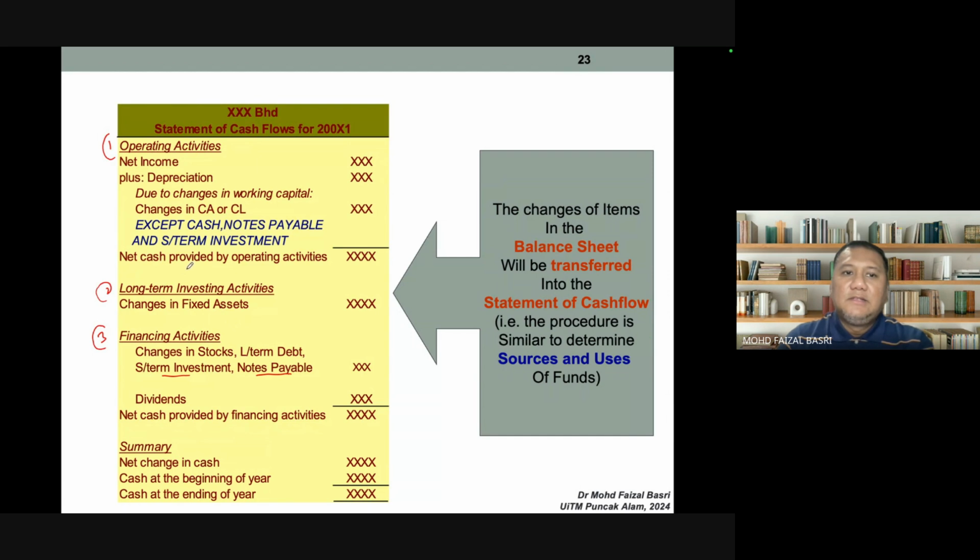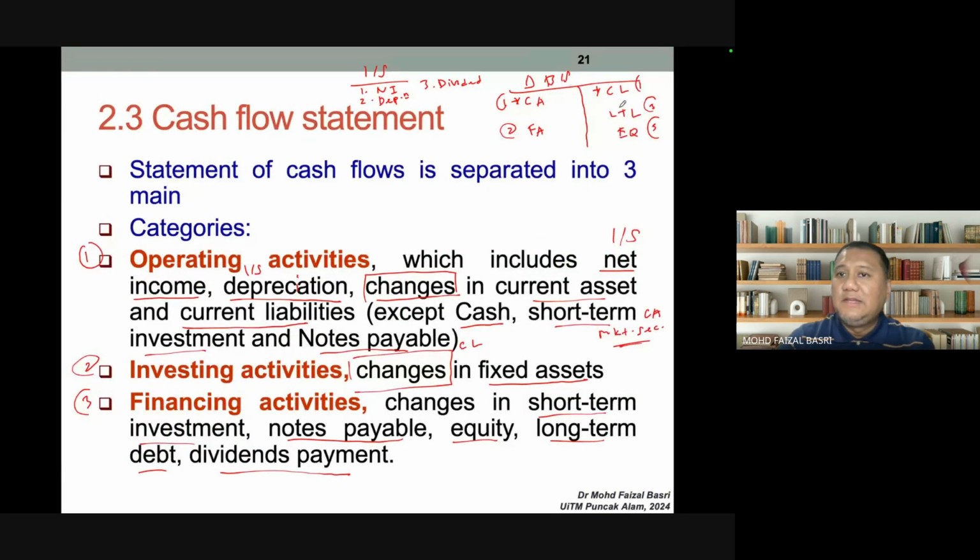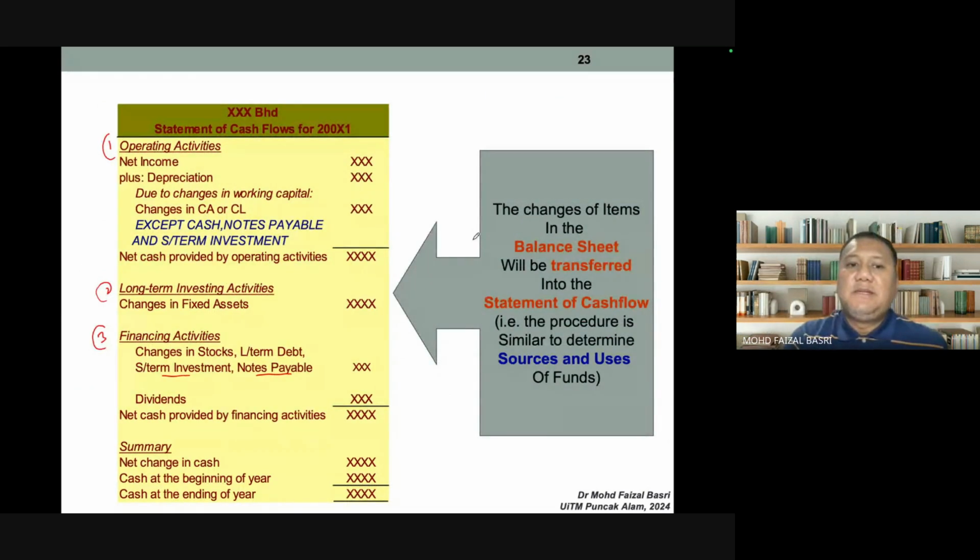Okay, so second category, investing, hanya fixed assets. And for financing, on top of the short-term investment dengan notes payable, we're going to include the equity and also the long-term liabilities. Kategori yang ni tadi lah, long-term liabilities dengan equity. Okay, boleh ya? So that's in terms of how we put information from the balance sheet and income statement as our source of information, and then kita masukkan dalam kita punya statement.